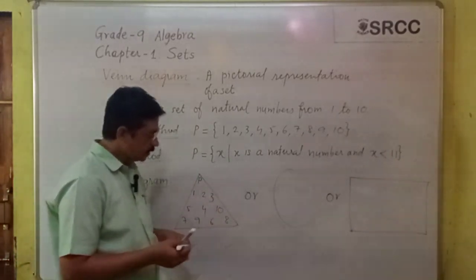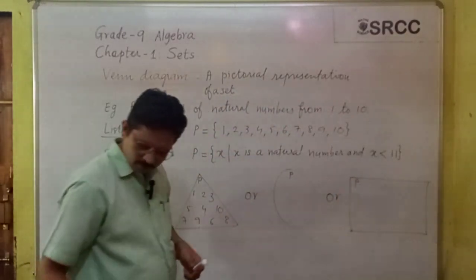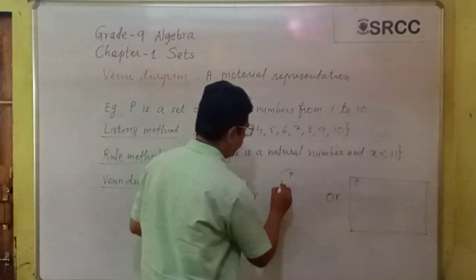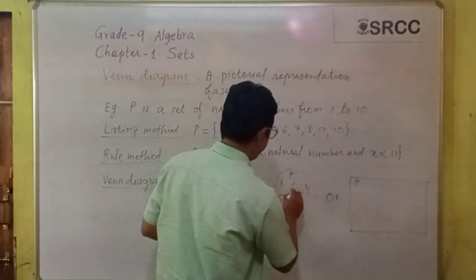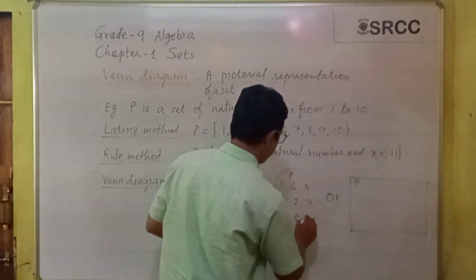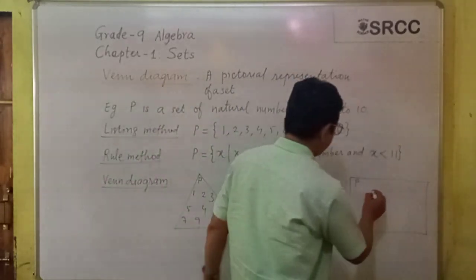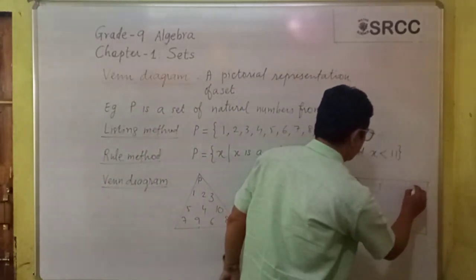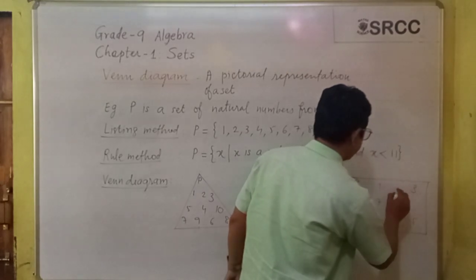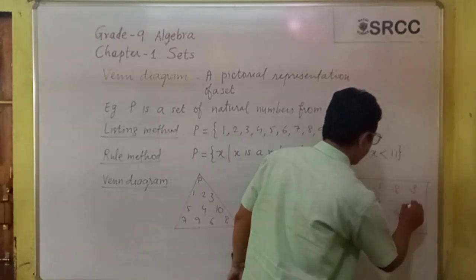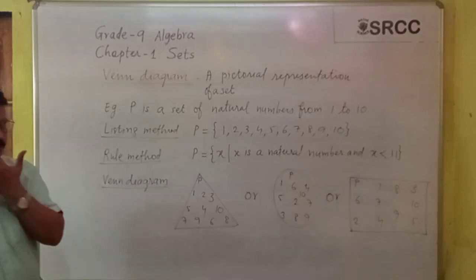Similarly, here we can show it like 1, 2, 3, 4, 5, 6, 7, 8, 9, 10, and here it can be 1, 2, 3, 4, 5, 6, 7, 8, 9, 10. So this is the concept of Venn diagram.